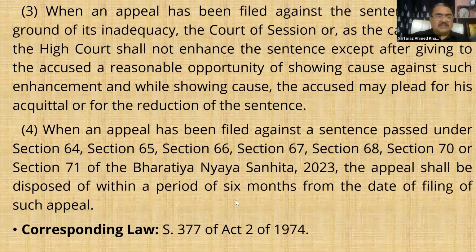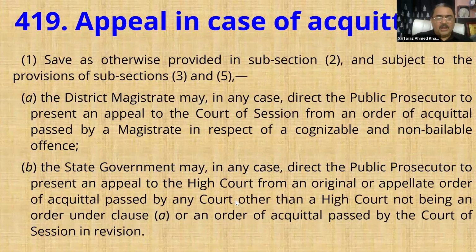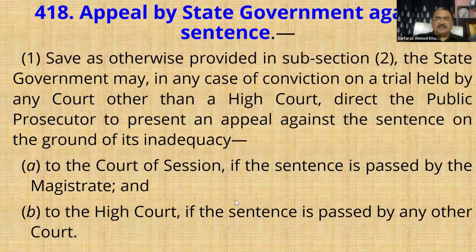When an appeal has been filed against the sentence passed under this section, these are all sexual offences, the same principle applies, that it should be disposed of within a period of 6 months from the date of filing of such appeal. So we see in the new law, both the Bharatiya Nyaya Sanhita and this BNSS also, there is an attempt to make a speedy trial in respect of sexual offences. That's what the attempt is. So we have seen that the appeal against sentence was by the state government, on the ground of inadequacy.